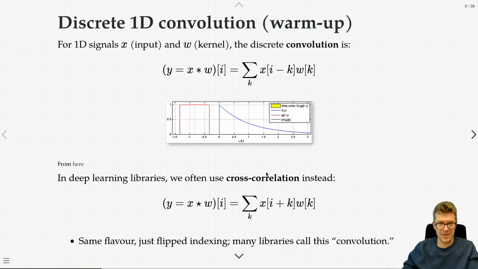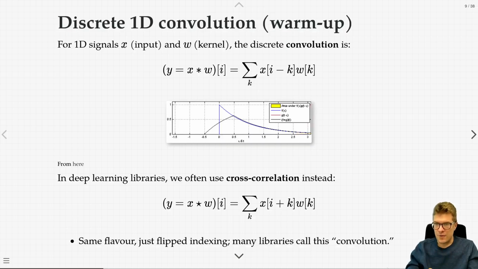Let's go into the math a little bit. So where does convolution come from? It comes from digital signal processing. In digital signal processing, we have the idea of an input signal, X. Here, the input signal is one-dimensional, like a time series, but it generalizes to 2 dimensions like images. And then we'll have a filter or another function W, which is a kernel.